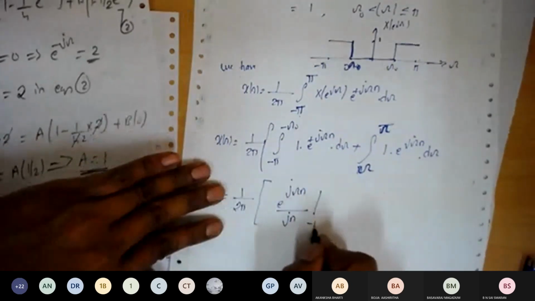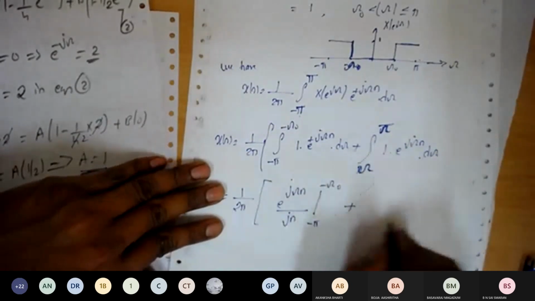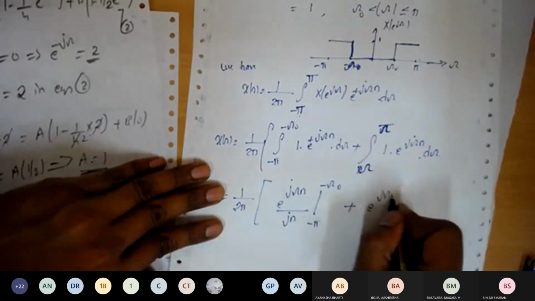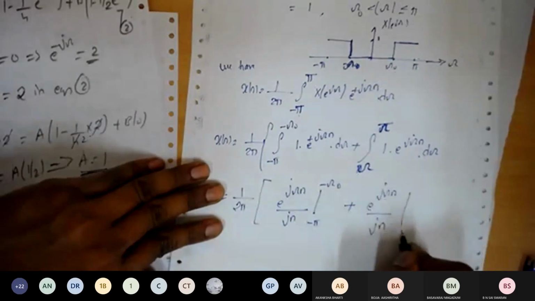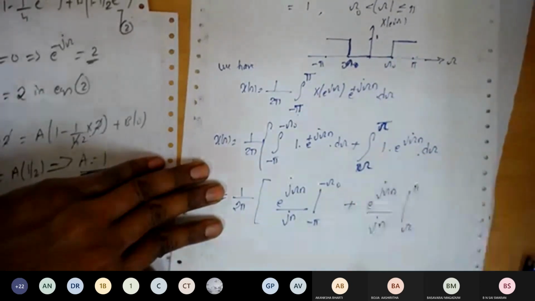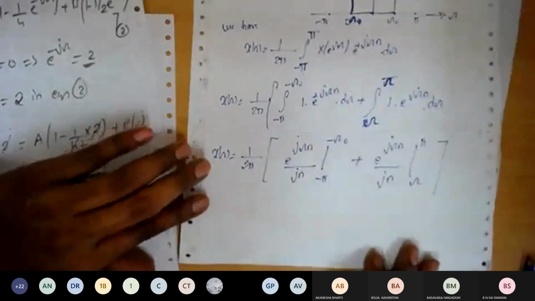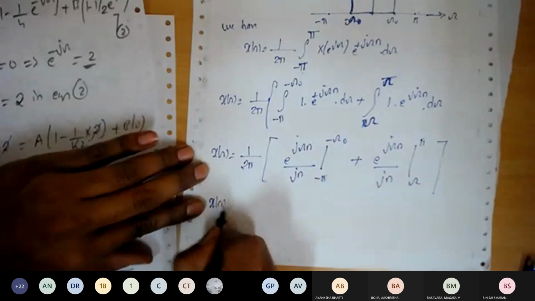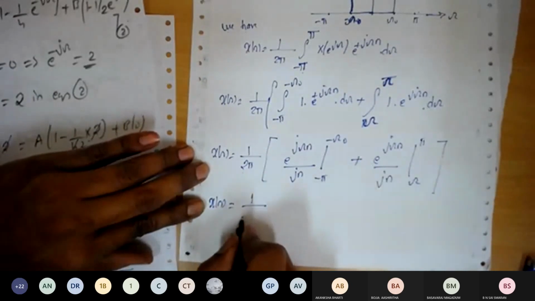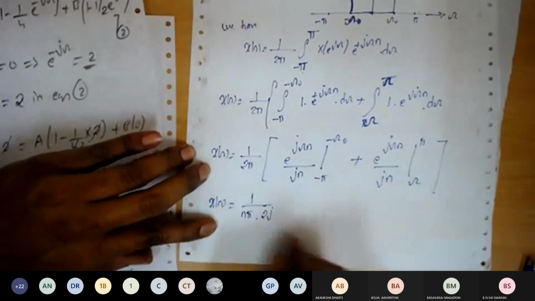The limit is from minus pi to minus omega naught, plus the integration of this one is e to the power of j omega n. The constant is nothing but jn. The limit is from omega naught to pi. So let us take jn as the constant, and we can move it outside. Let us take that common here. So it is 1 over 2 pi into jn.